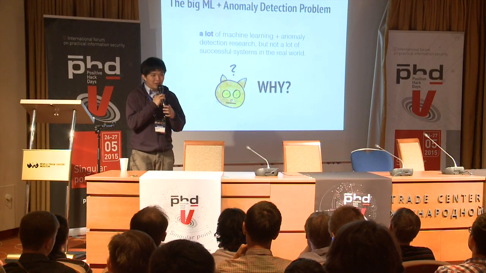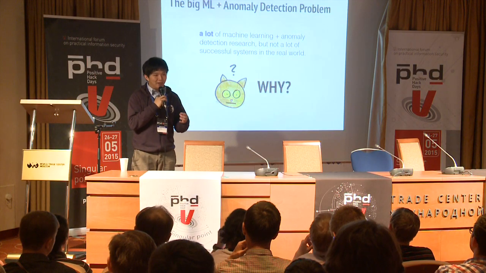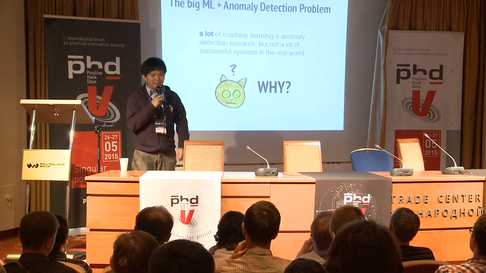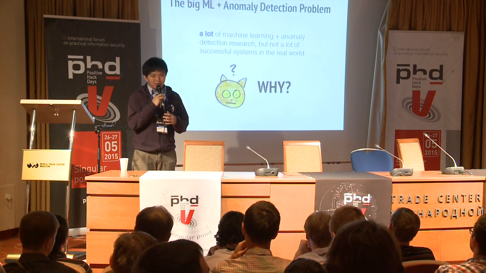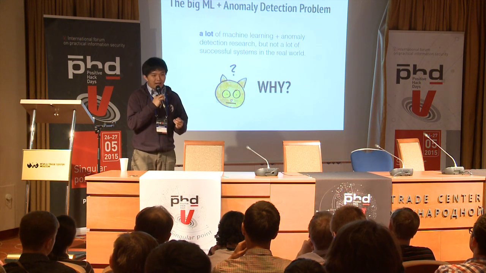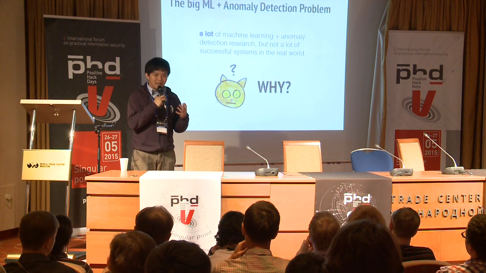So a lot of machine learning plus anomaly detection research is out there. If you go look for academic papers published on machine learning and anomaly detection, you'll find a lot. But in the real world, there aren't many successful systems out there. I've spoken to many companies, big and small, in the security space who do anomaly detection and intrusion detection, but not many of them actually use machine learning at the core of their systems. So we want to answer this question, why? It seems to be a very sexy field, and there's been at least a decade of work put into this field. So why are there so few successful systems?